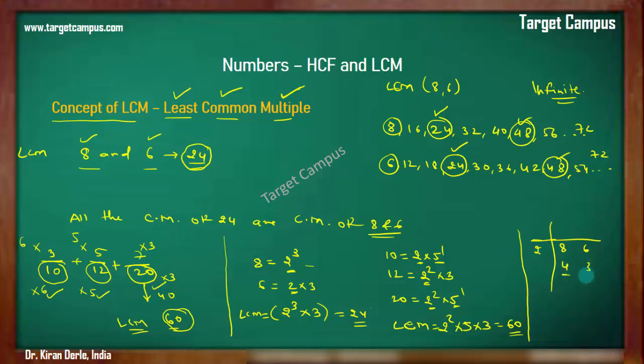Now nothing is common between them. So LCM will be 2 into 4 into 3. That is 2 into 4, 8. 8 into 3 is 24. 24 is the LCM. Nothing is common.